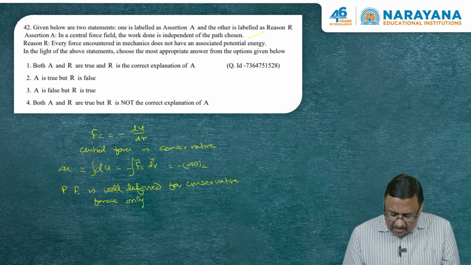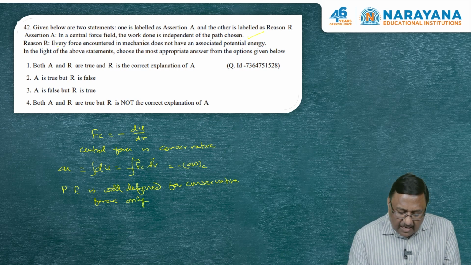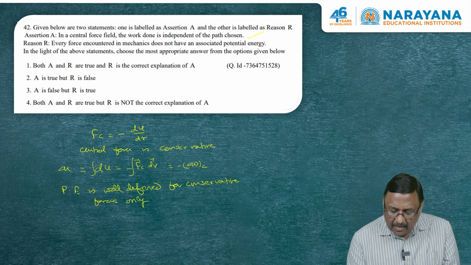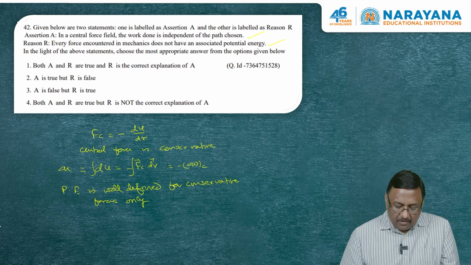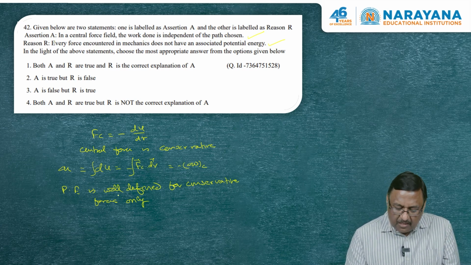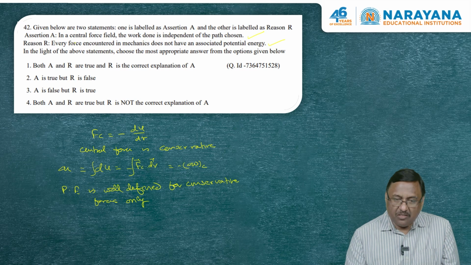Very obvious. This means this second option, every force encountered in mechanics does not have an associated potential energy, is absolutely correct. This is also a correct statement. That means A is also correct. Reason is also correct, but whether the reason is explaining the assertion or not is a question mark.